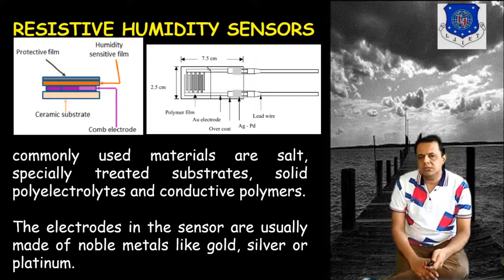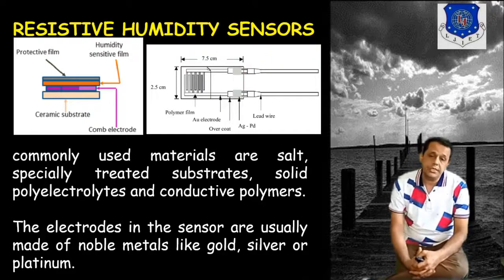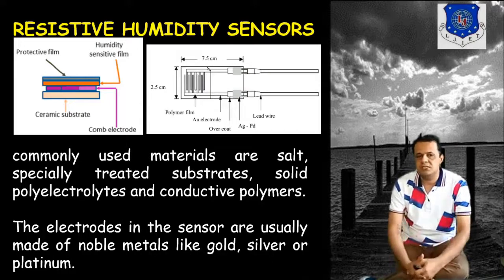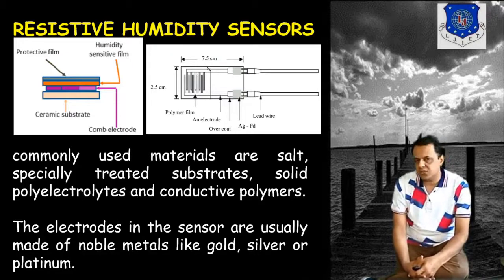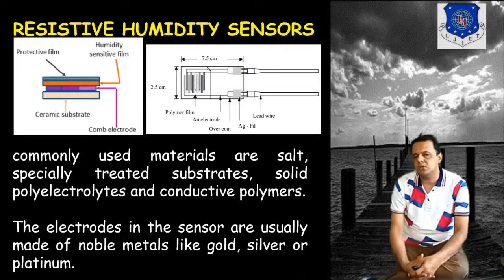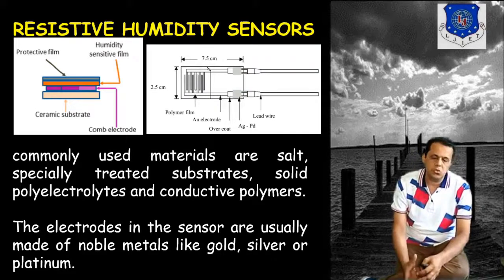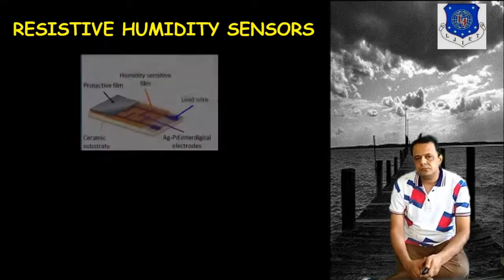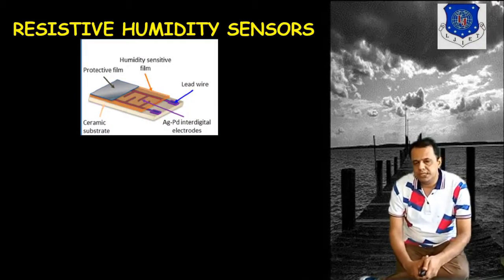Here some salts are commonly used on a specially treated substrate, then solid polyelectrolytes and some conductive polymers will be used as resistive humidity materials in the sensor. Electrodes have to be very sensitive, with minimum power loss and signal loss. So they will be made up of noble metals like gold, silver or platinum. Here you can see once again the cross section of the humidity sensor where platinum and silver electrodes are shown.